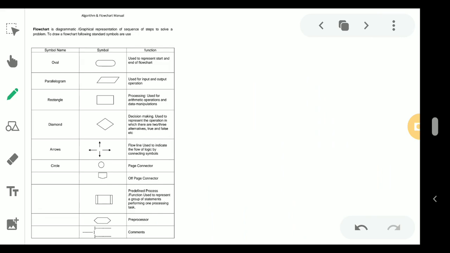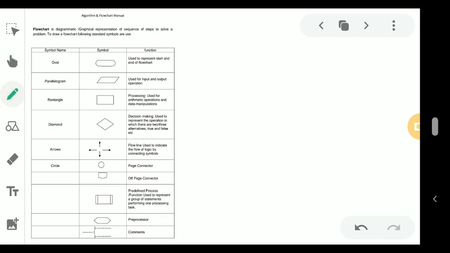Now, what is a flowchart? What are the advantages? Now again I'm giving the definition. The flowchart is a diagrammatic or graphical representation of a sequence of steps. Graphical representation is number one, and sequence is number two. The sequence of steps is considered to solve the problem. It is graphical representation because, as I just explained, symbols are used. Hope you are able to see this symbol as well. This oval symbol represents the start and end of a flowchart.